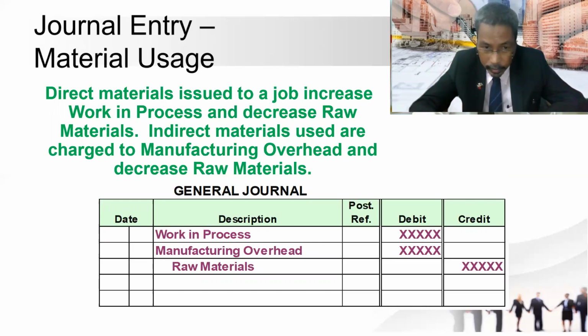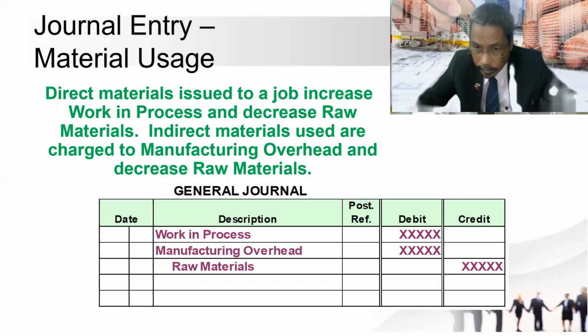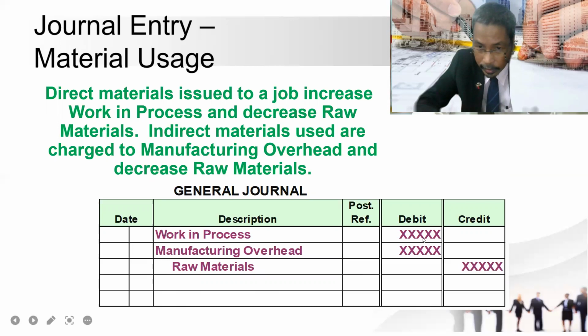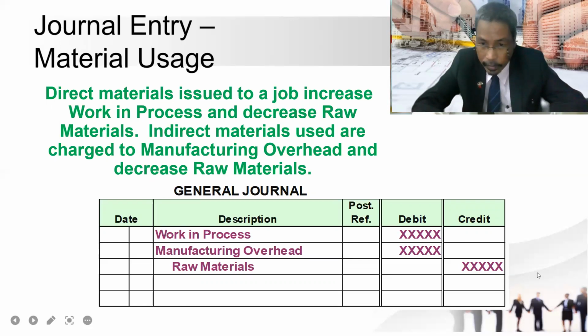So work in process, manufacturing overhead. If you add these two values, that is equal to this one, so that they are balanced with each other. So the total raw material involved is the direct and indirect. What is the direct? That is the materials in the work in process. What is the indirect? That is the materials in manufacturing overhead.